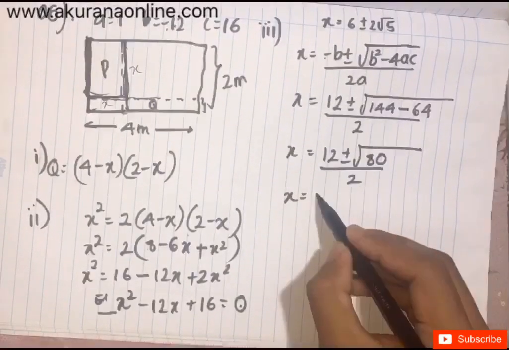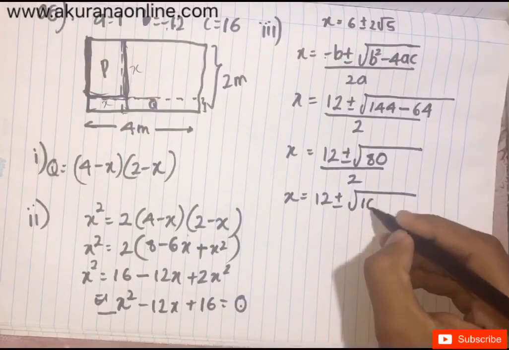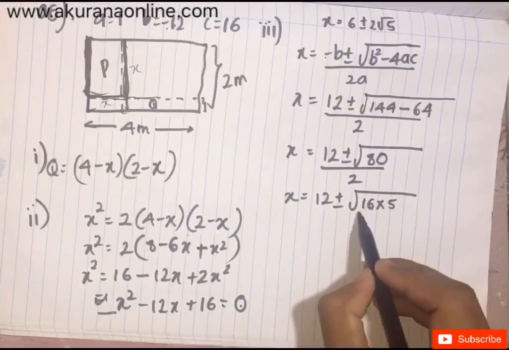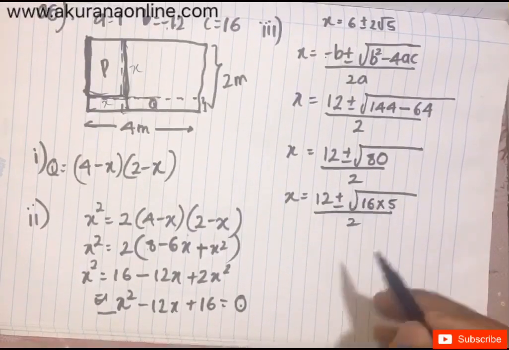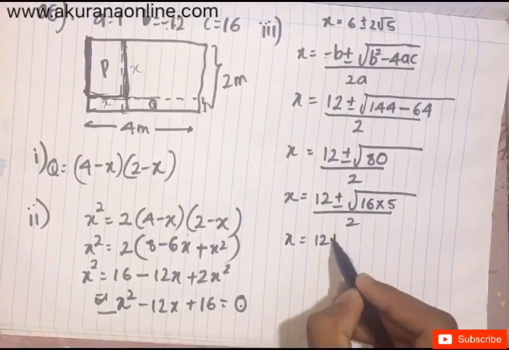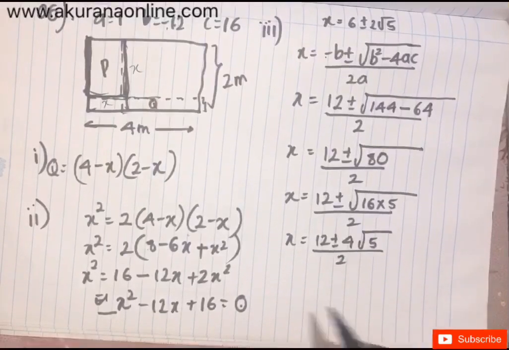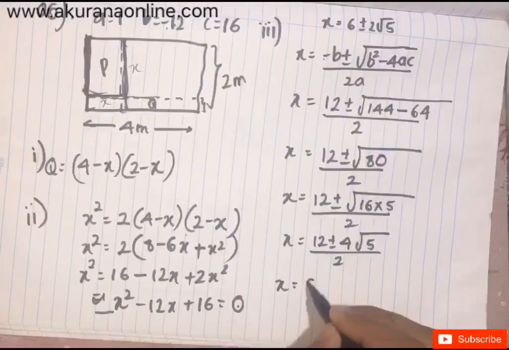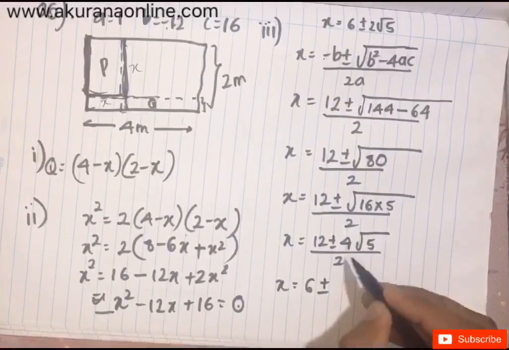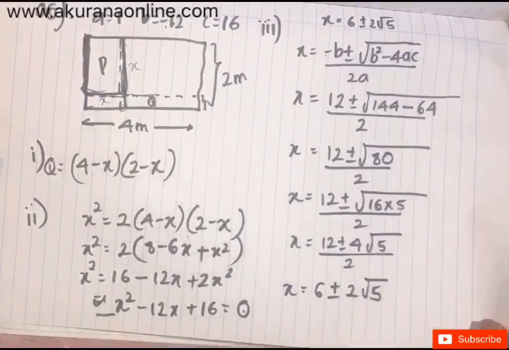Now you can simplify the root sign further. When you have 80 you can write it as 16 multiplied by 5. So you know the square root of 16 will give you 4 outside. You can take 4 outside. Then you have 12 plus or minus 4 root 5, the whole thing divided by 2. Therefore when you solve this you will be getting this answer. Yes, 12 divided by 2 is equal to 6 plus or minus 4 divided by 2 is 2 root 5. Okay, that part is clear, I hope.